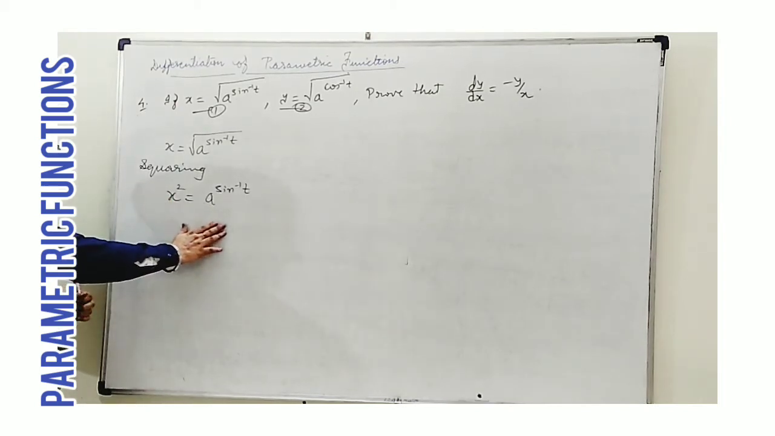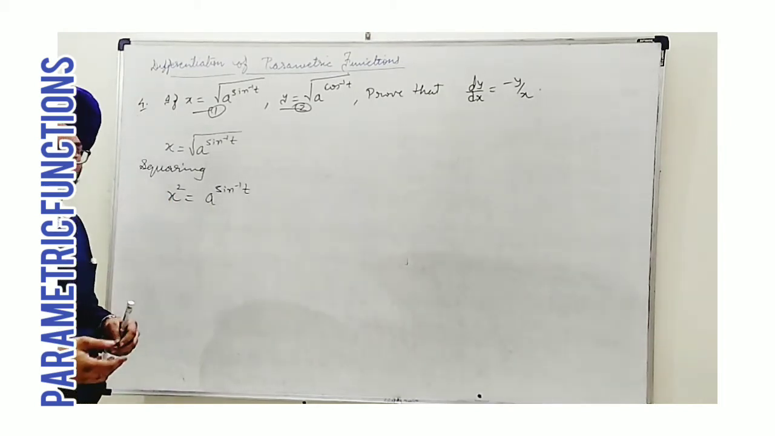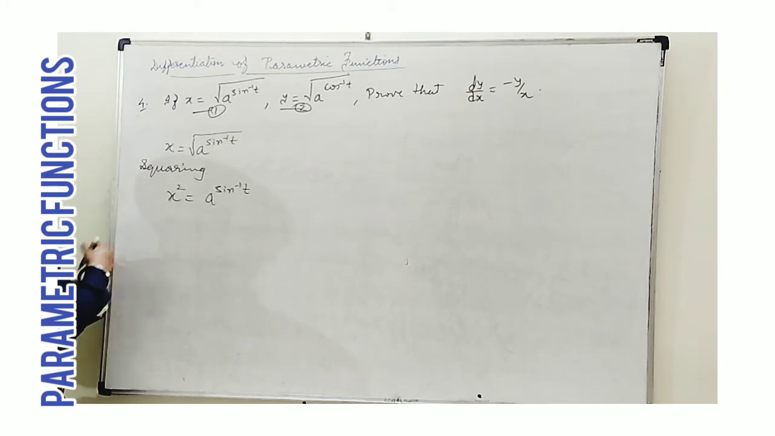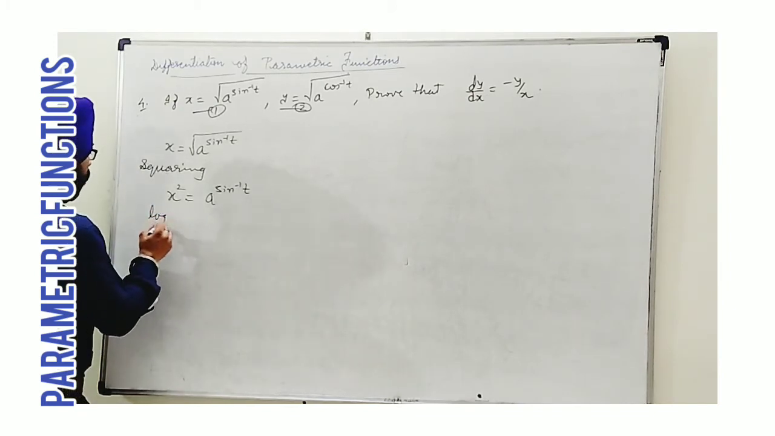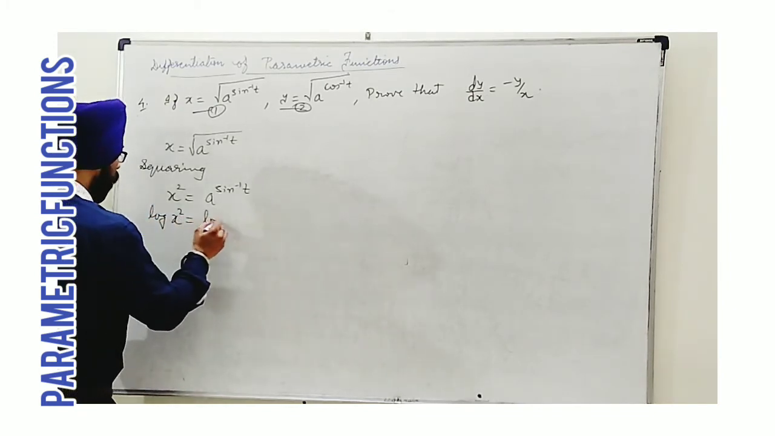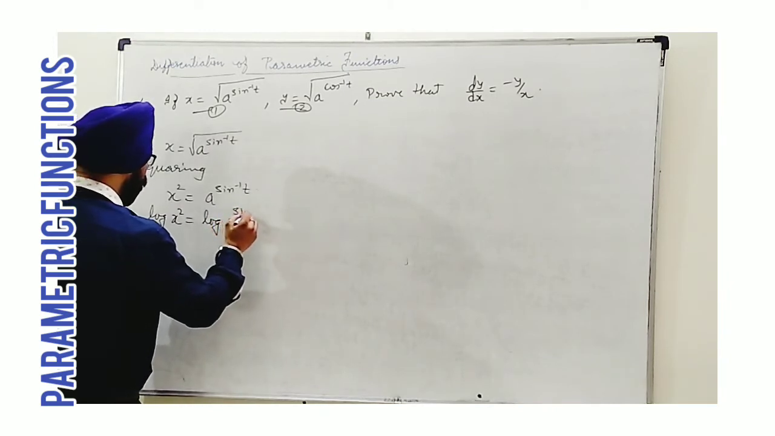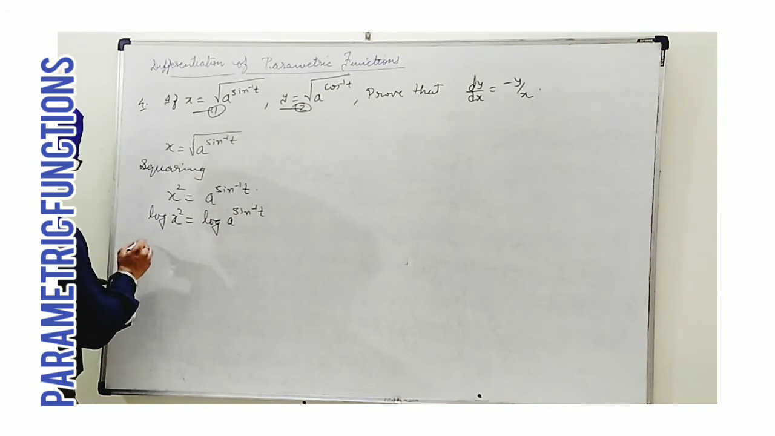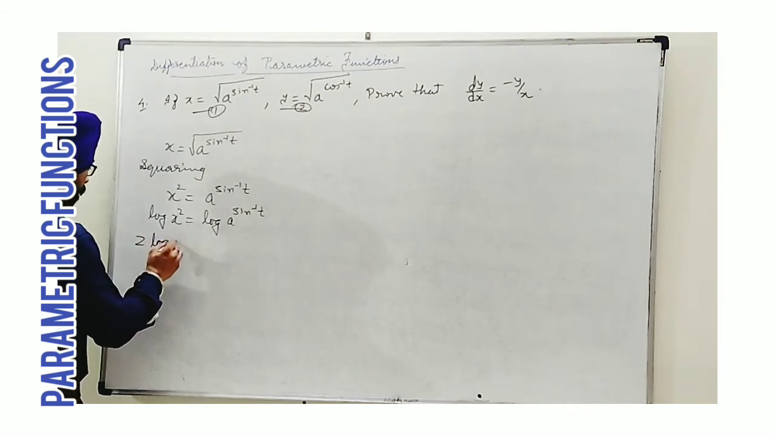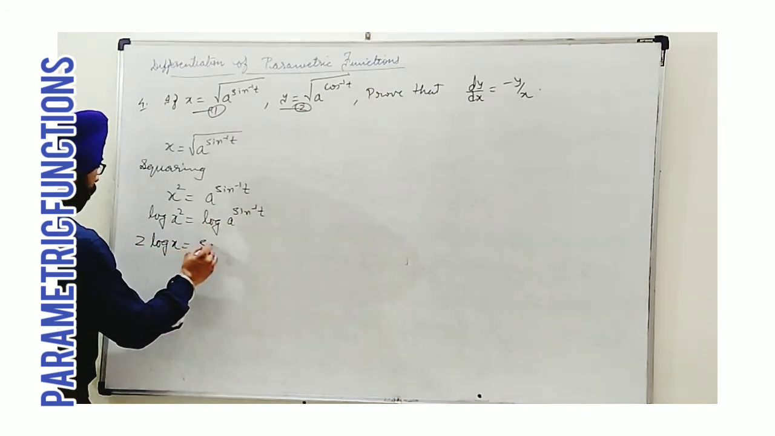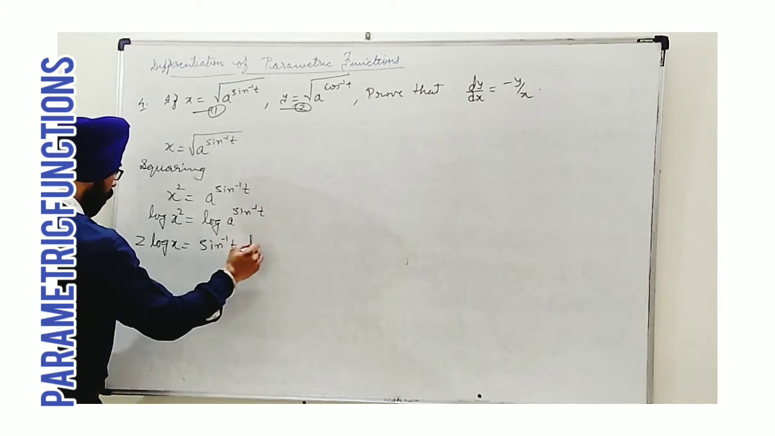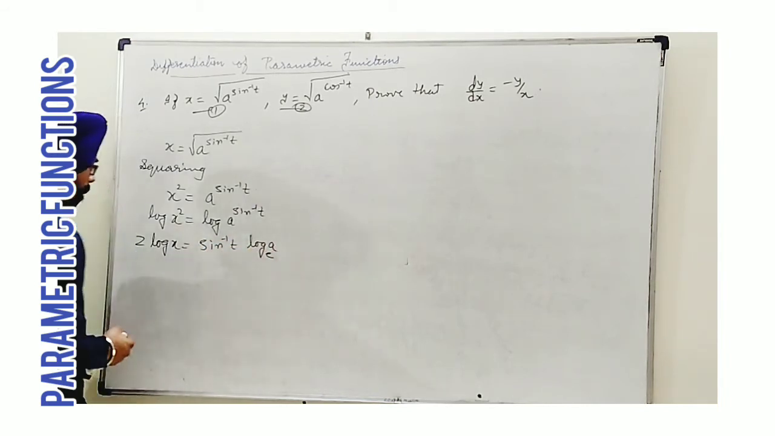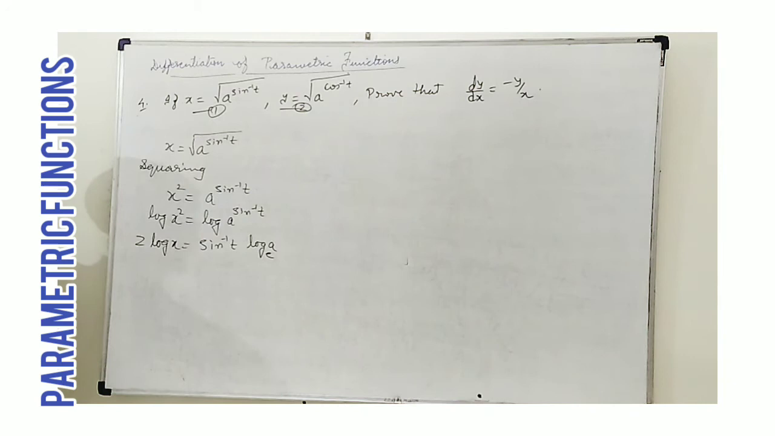Yes, the condition is favorable. If you have seen the basic patterns of log, then you know we can apply. Taking log both sides, we have log of x square and log of a^(sin inverse t). So by rules, this will become 2 log x equals sin inverse t times log of a to the base e. Now what else? We have this function.